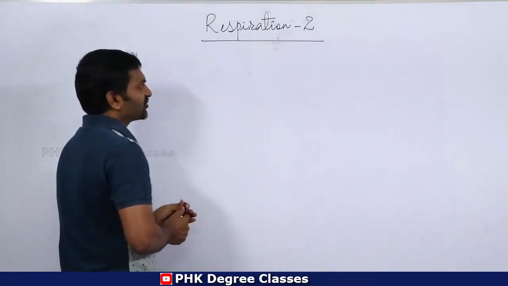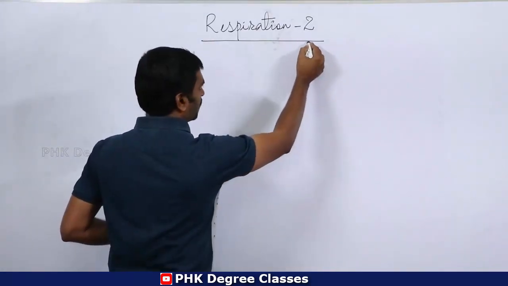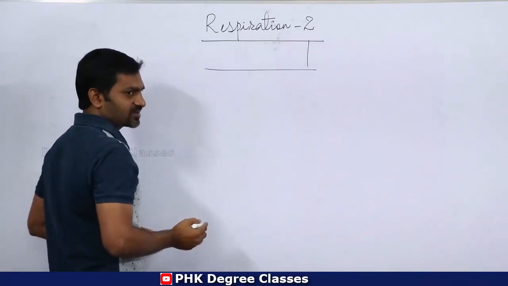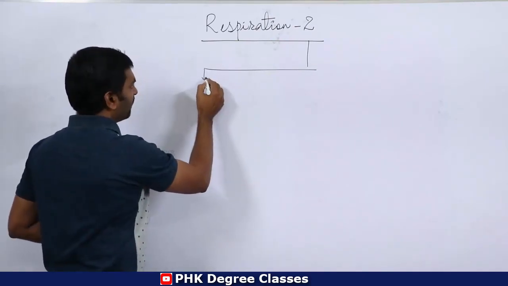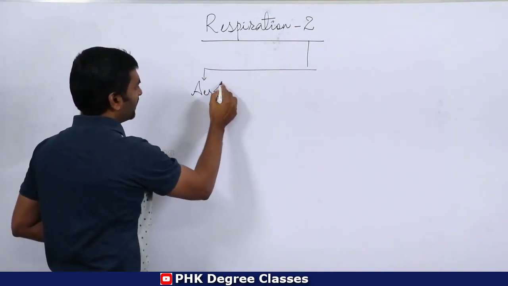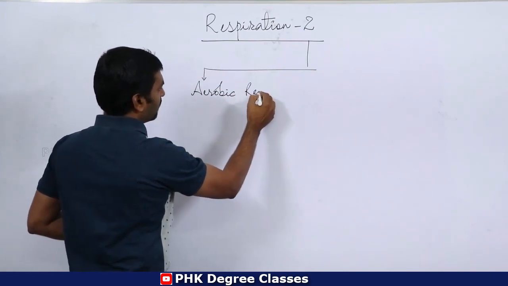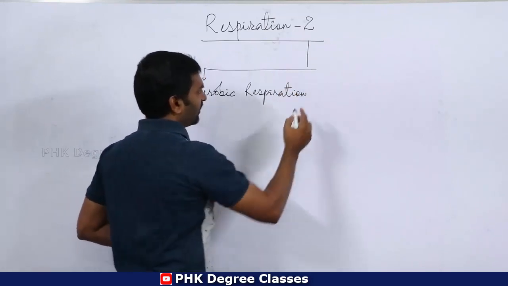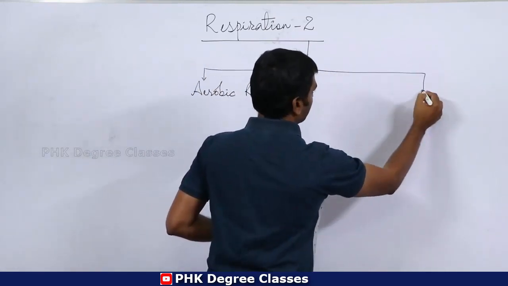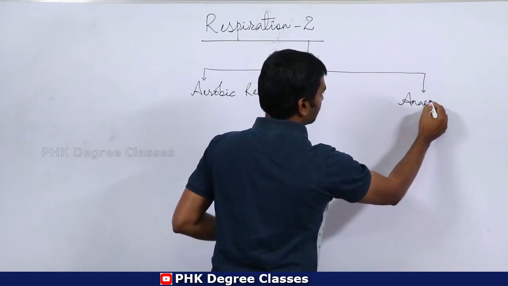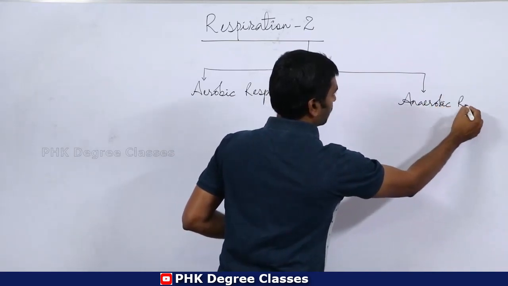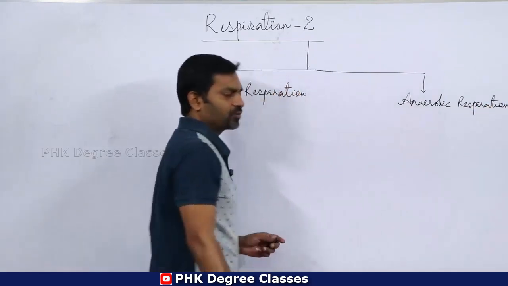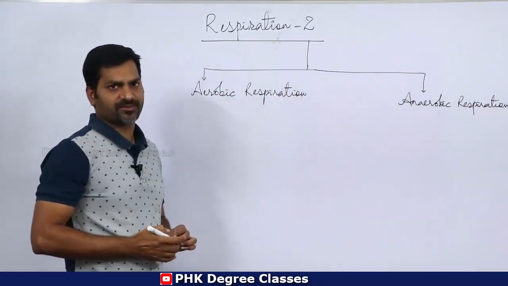Respiration is broadly classified into two heads, as we already discussed in the previous class. One is aerobic respiration, and the second one is anaerobic respiration.